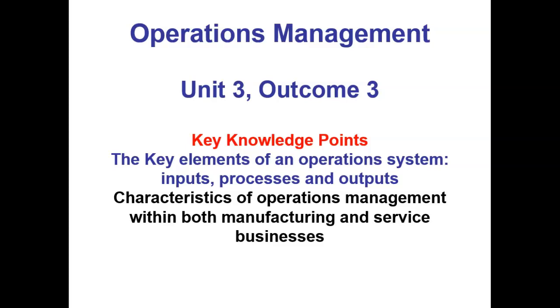Hi everyone. So today we move on to the next key knowledge points in Unit 3, Outcome 3, Operations Management. We look at the key elements of an operations system, look at the inputs, the processes and outputs, and then we look at the characteristics of operations management within both manufacturing and service businesses. So both of those key knowledge points necessarily go together, so they'll all form part of this brief presentation, and then you can move more on to the research side of things.